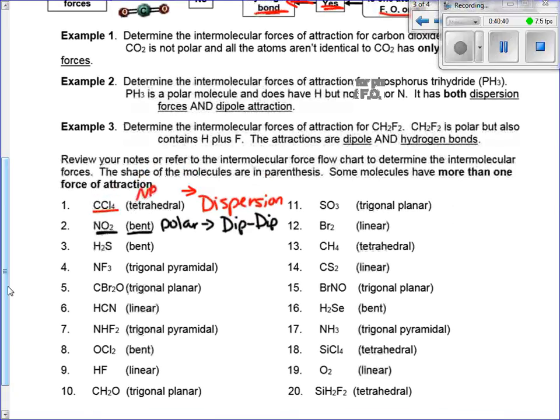I'll do number 17 over here. Trigonal pyramidal. When we have ammonia there, that has a lone pair, so that tells me it's going to be what? Polar. Now, is it having bond with H? Because H is in there. Yes, it is. H with N, and that counts. So this one would be hydrogen bonding.